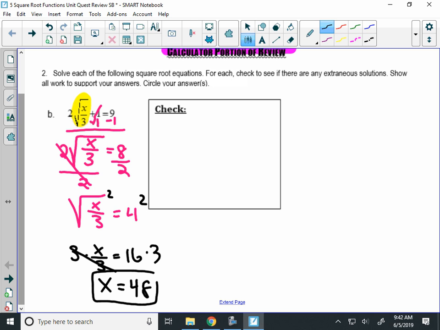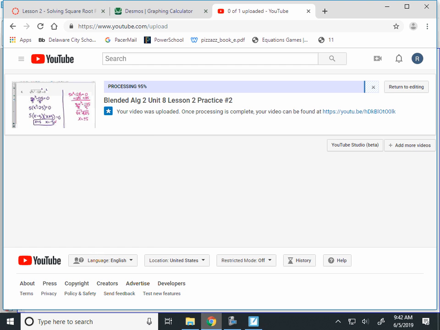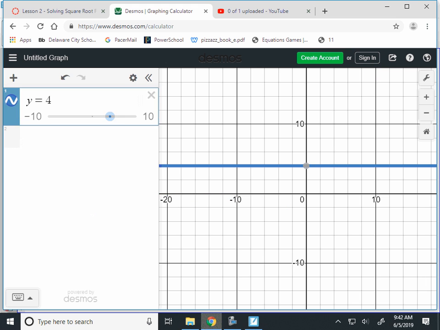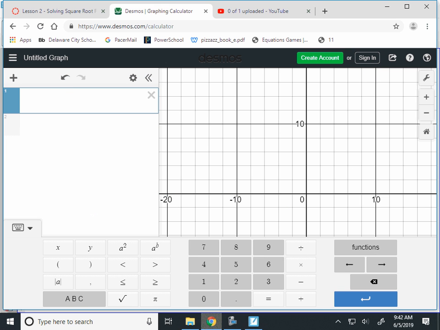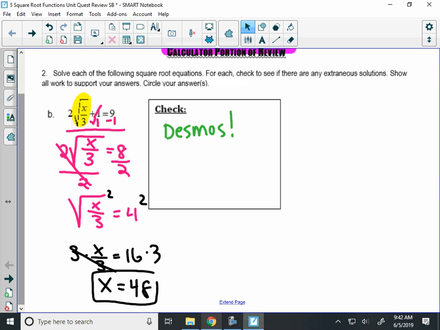Now you have to check. There's a box here where you can check your work. My suggestion is just to type things into Desmos. Right? So I'm going to take that 48 and type it into Desmos, put it where the x is, and see if they're equal. So what I have is 2 times the square root of 48 divided by 3, and then plus 1 outside the radical. That equals 9, which is what my original equation equaled. So I know 48 is my solution.